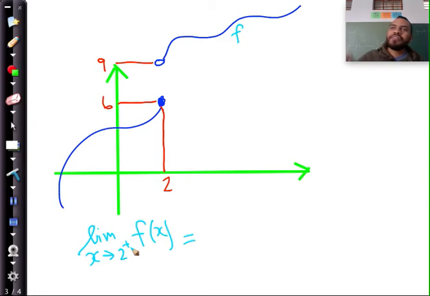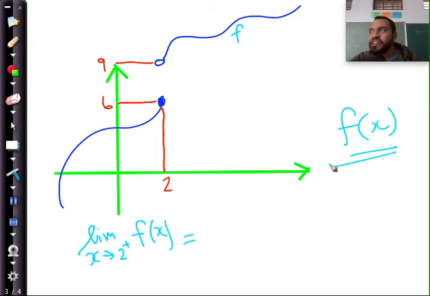And when we talk about a functional value, we talk about what value? The y or the x? The x. No, we talk about the y. Because remember, with a function, you input x and you get out y. So f of x corresponds to what value? The y value. When we talk about f of x, we're talking about the y value. When I talk about the functional value, I'm talking about the y value.